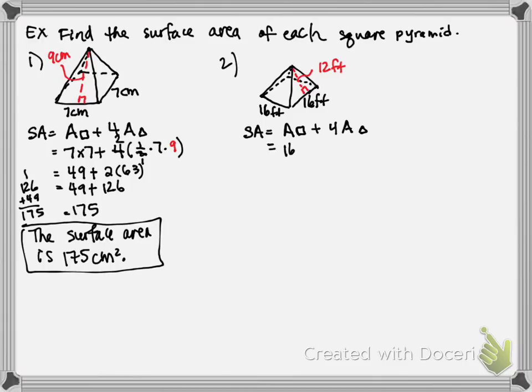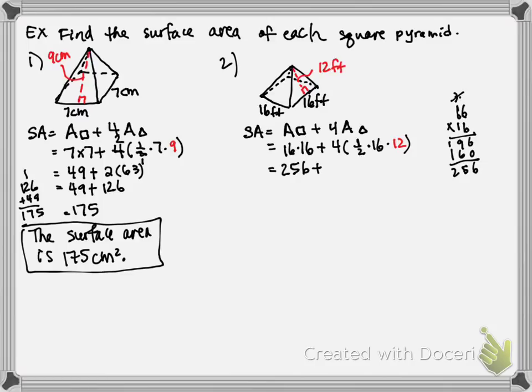So let's see. We have a 16 by 16 square, plus 4 times the area of the triangle, which is 1/2 the base of 16 times the slant height of 12. So I can multiply 16 by 16 off to the side, and I get 256.